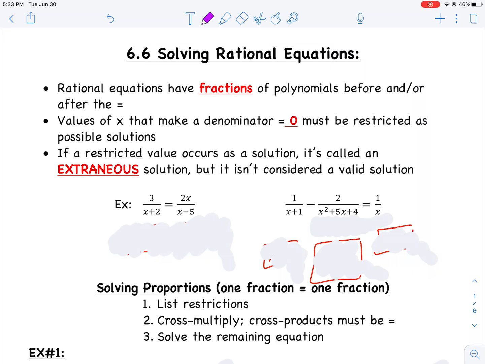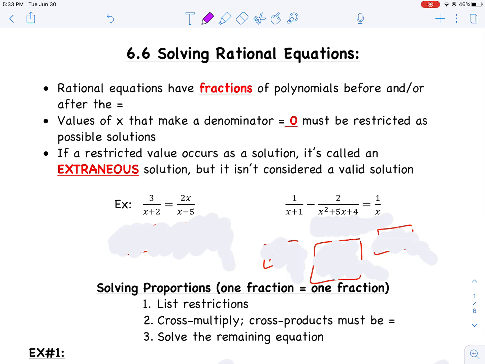All right, we're in section 6.6 right now, and we're going to start talking about solving rational equations. We've talked about rational expressions, simplifying, adding two expressions, subtracting two expressions. Let's talk about now what happens if there's an equal to sign and we actually want to solve for x. We want to solve rational equations.